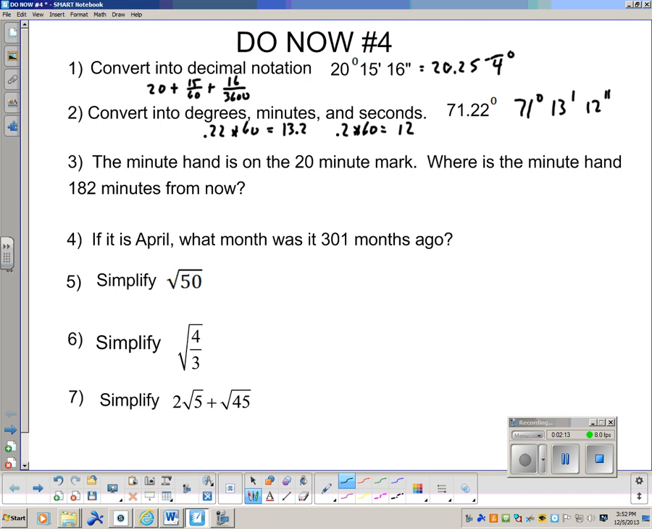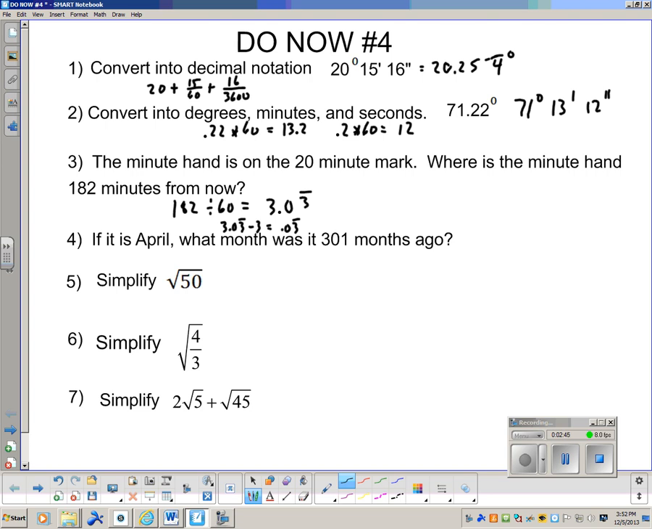Number 3, the minute hand is on the 20-minute mark. Where is the minute hand 182 minutes from now? So it's going forward. So I can take 182 divided by 60, because there's 60 minutes on the clock to go all the way around, to get how many full rotations. So we know there's 3 full rotations, so we can subtract off the wholes. So I'm getting 0.03 repeating.